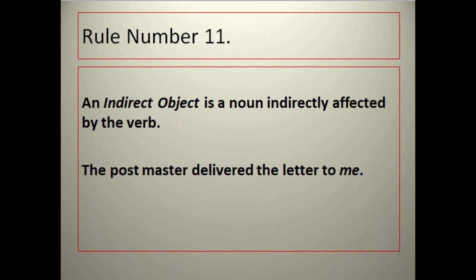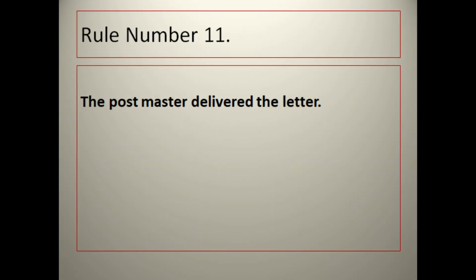It's not always necessary for the words to be in this order. In fact, the sentence can be formed without the word to and it still has the same meaning. Example, the postmaster delivered me the letter. Though the order of the words has changed, letter is still the direct object of the verb delivered and me is still the indirect object.